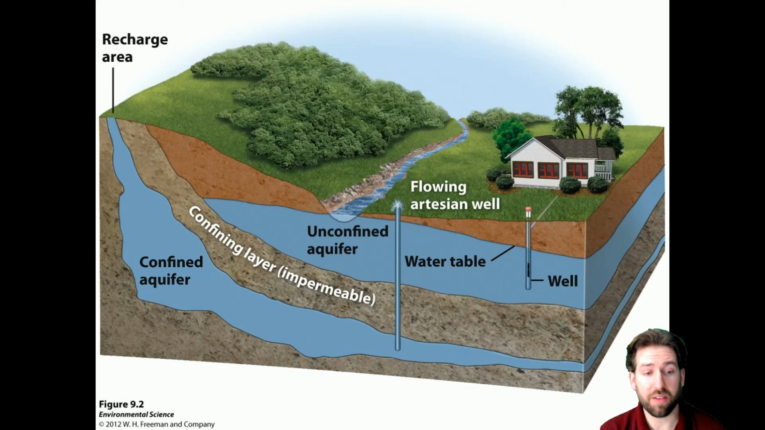So with a confined aquifer, let's start with that at the bottom, you can see that it has that confining or impermeable layer above it. Impermeable meaning that water doesn't go through it, or not easily. Then the unconfined would be on top of that, and you can see that there's the home right next to it, there's the river that flows through it, so it does get access to water, so we don't call it confined.